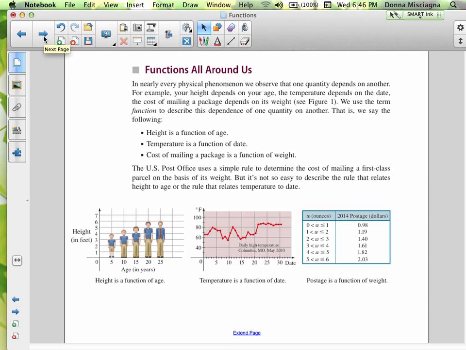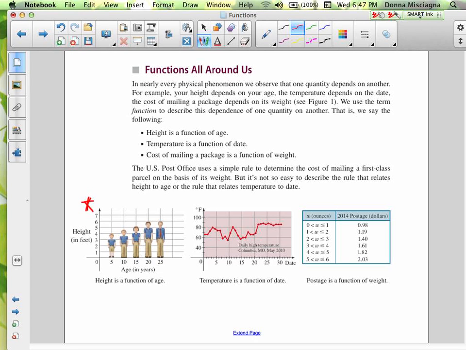In nearly every physical phenomenon we observe, one quantity depends on another. For example, your height depends on your age, but kind of within a parameter, right? You grow only for so long, and then after that, your height may stay very constant, or it might even decrease. So the rule that describes your height when you're younger may not be the same rule that describes your height when you're older. But here on the right we have an example.